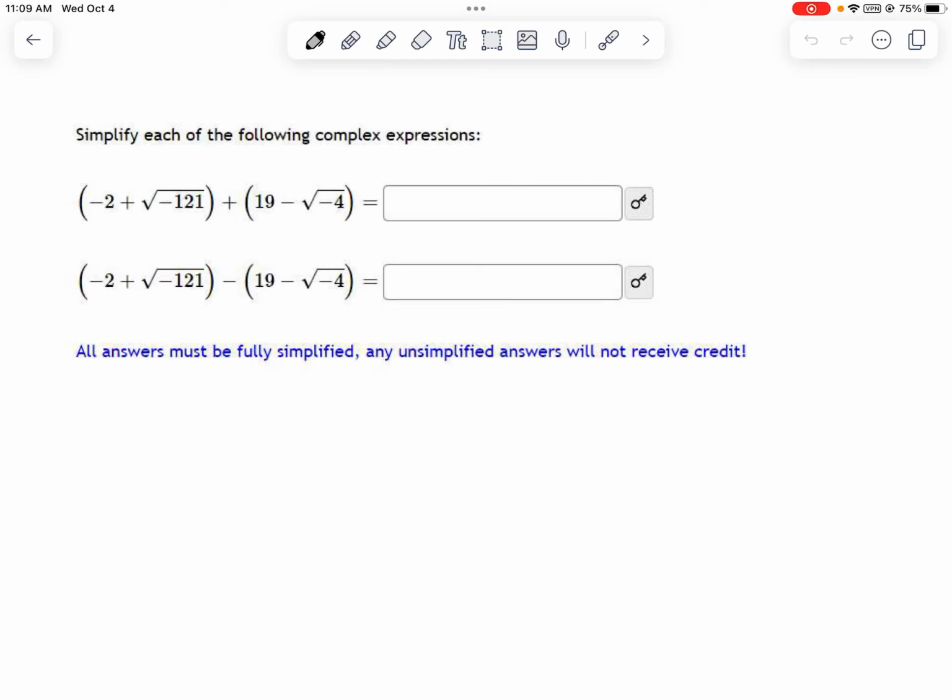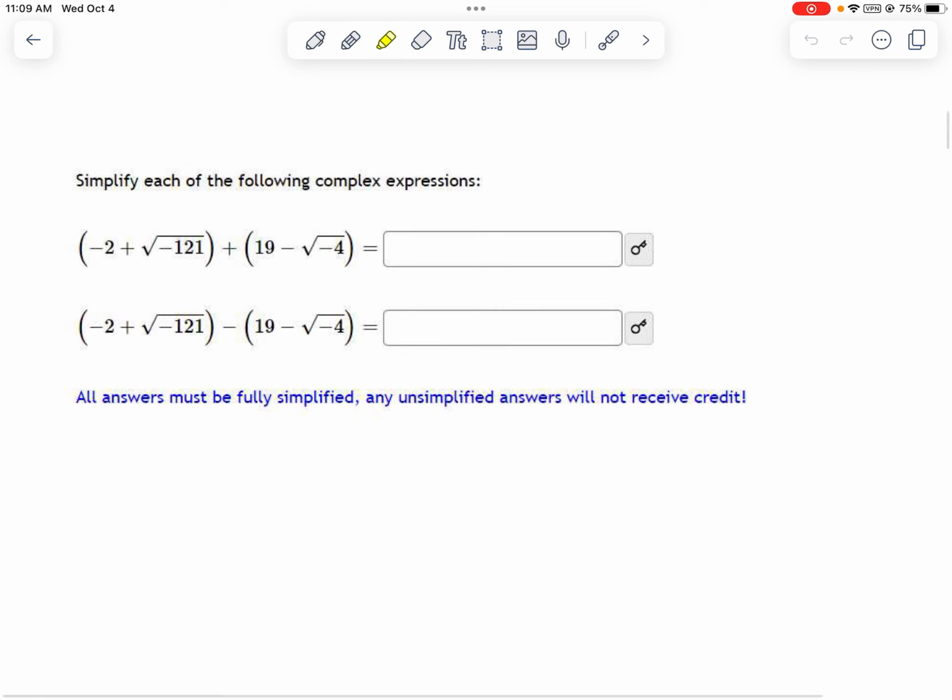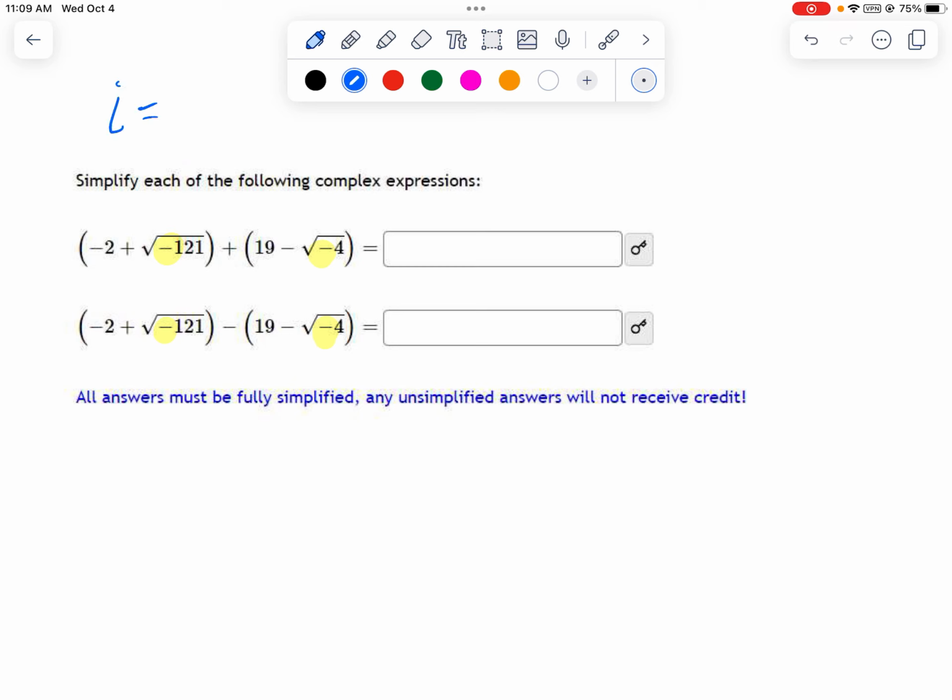Hello and welcome. So, we're going to simplify each of the following complex expressions below. First thing you see, as soon as you see negatives inside of square roots, bells should be ringing. These are complex numbers. Now, complex numbers give us a definition, and that is that i is the square root of -1.